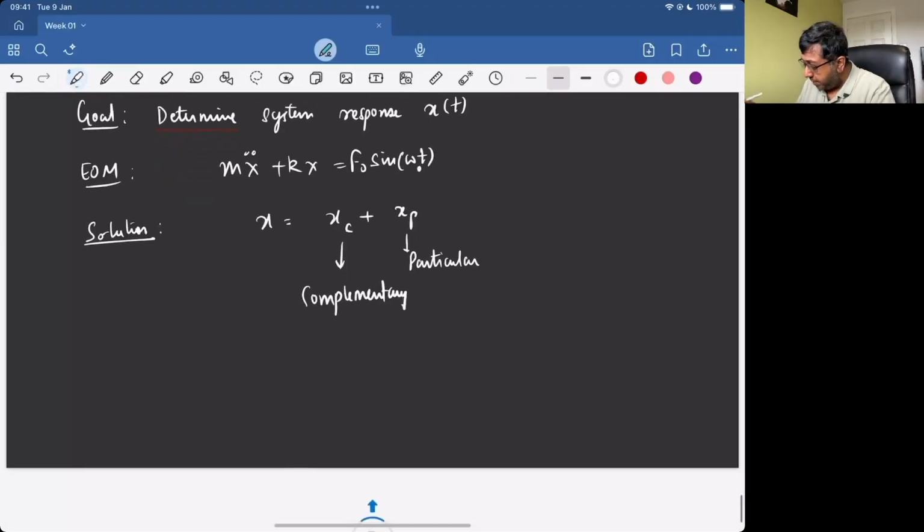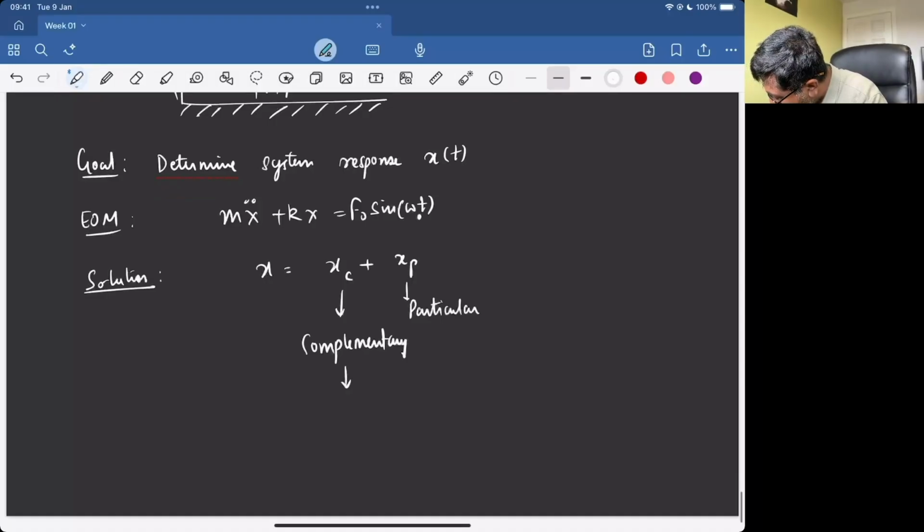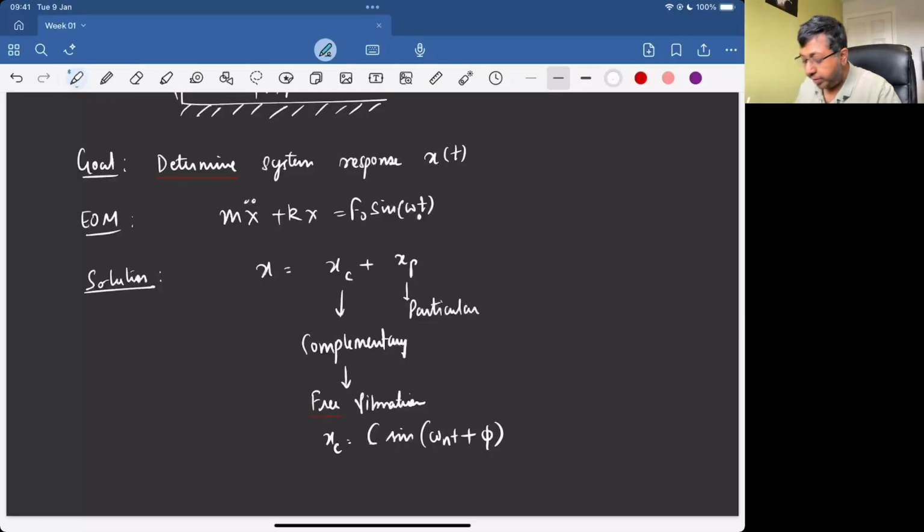So the complementary solution was nothing but what we discussed in our free vibrations, or we can say xc is nothing but some C sine of omega n into t plus phi. And then we also looked at a method where we found that the particular solution xp is some X sine of omega naught into t, where X was some amplitude.